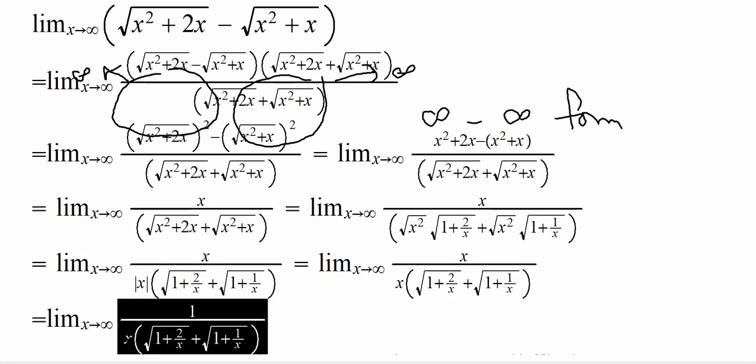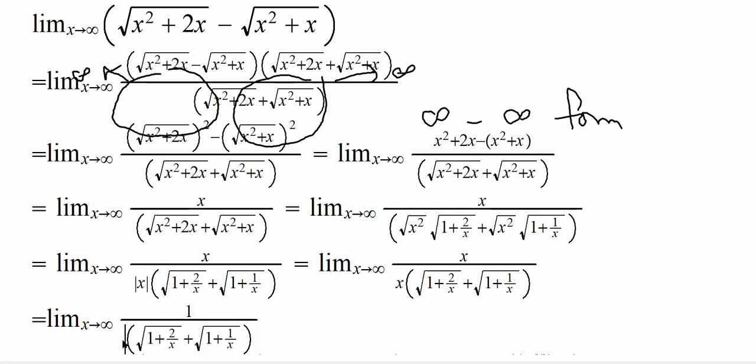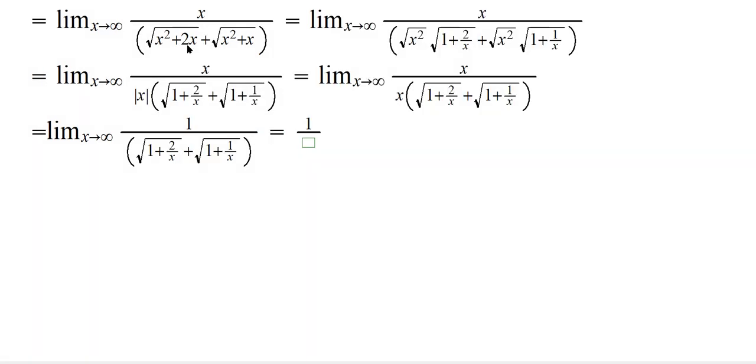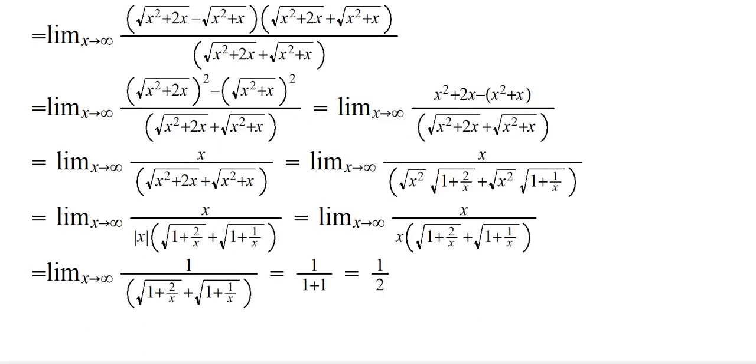After the cancellation of x, we just got 1 here, and this would be 2 over x will go to 0, and so will 1 over x. So the value finally will be how much? 1 over 1 plus 1, that is simply 1/2. So the limit of the expression that we wanted is 1 over 2, or 1/2 again.